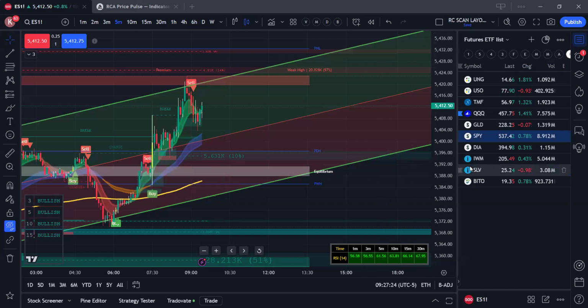We are waiting for the buy signal on SPY. Actually I expected this to touch the cloud and then bounce.